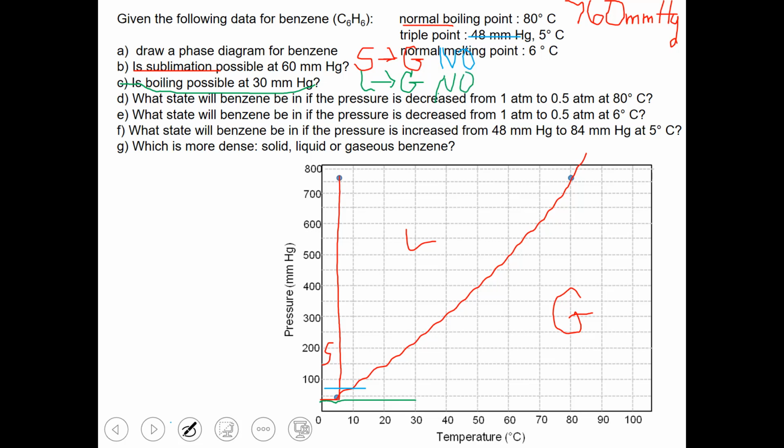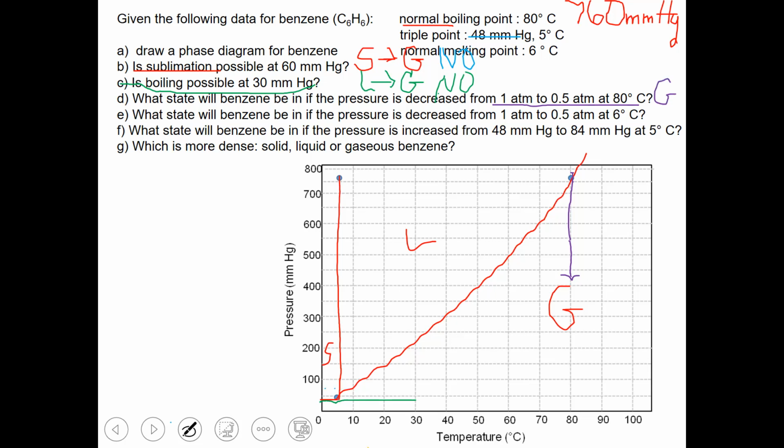Our next question wants to know, what state will benzene be in if the pressure is decreased from 1 atmosphere to 0.5 atmospheres at 80 degrees Celsius? And as you can see, if we drop down from 1 atmosphere to 0.5 atmospheres at 80 degrees Celsius, we are in the region for gas.